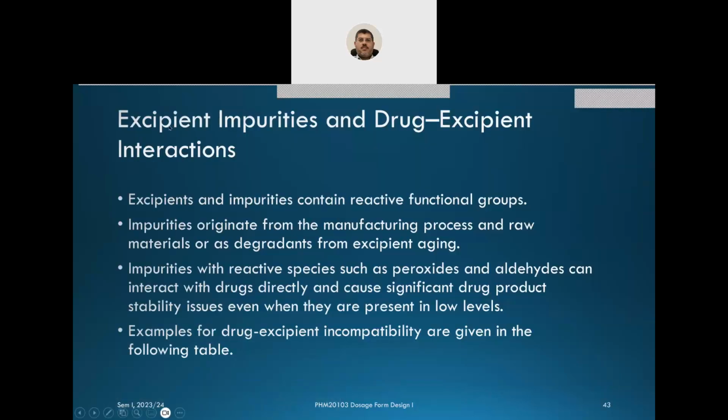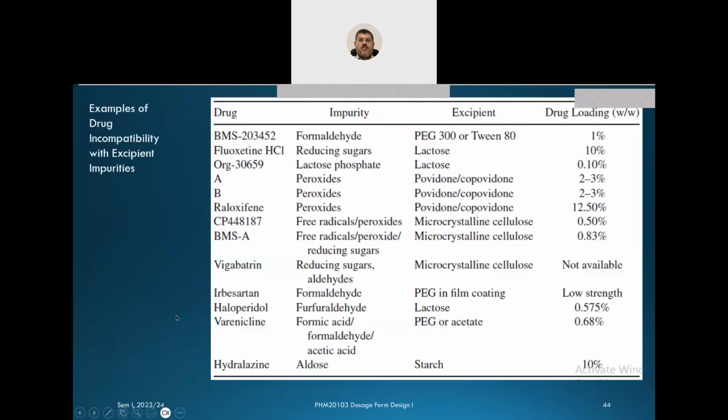Okay, the last thing is about impurities. There are many examples where impurities of the excipients may interact with the active ingredient and cause its destruction. There may be some peroxides, aldehydes, okay, that interact with the drug directly and cause drug stability issues. It causes degradation of the product or chemical reaction with the product. And here are examples of different drugs and impurities in some excipients and how they interact. Examples of drug incompatibility with excipient impurities.